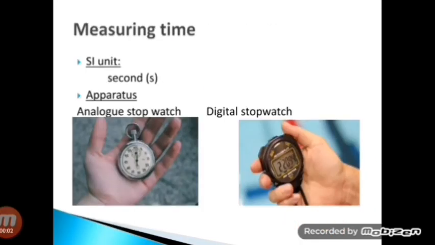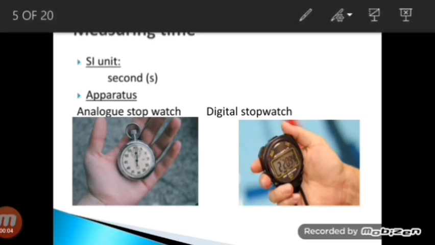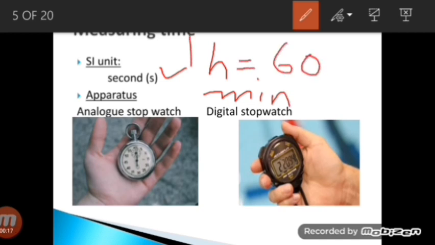So what is the unit of time? The system international unit of time is second. It also has a larger unit which is hours, and a smaller unit which is minutes. Always remember 1 hour will be equal to 60 minutes and 1 minute will always be equal to 60 seconds. How can we measure time?